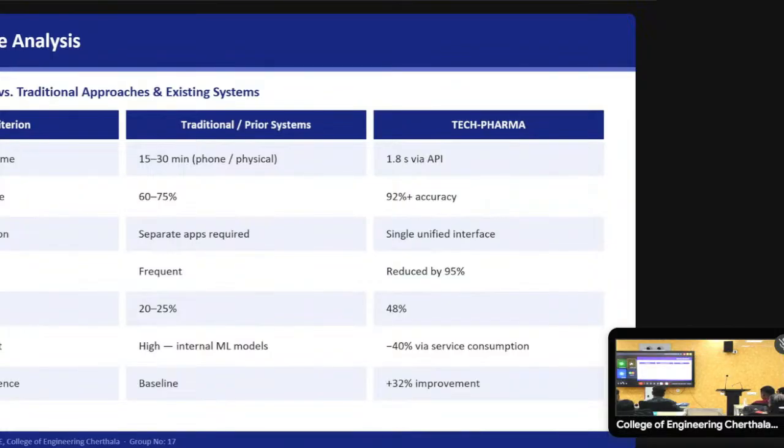When compared to traditional methods, medicine search time reduced from 30 to 50 minutes to 1.8 seconds. App switching reduced by 95%. AI operational cost reduced by 40%. So TechPharma is more efficient, cost-effective, and user-friendly.